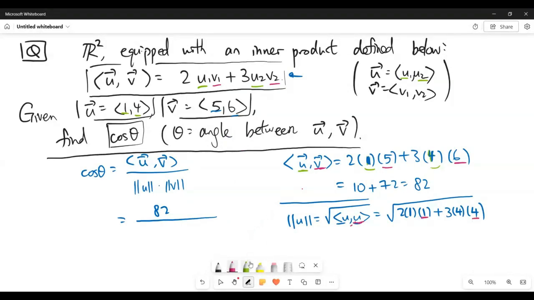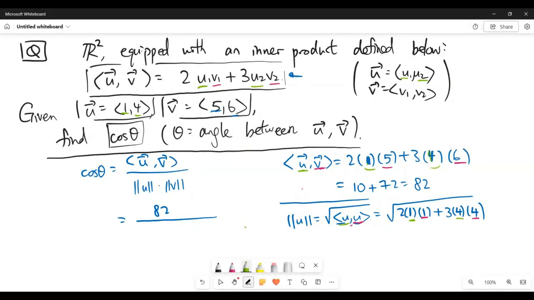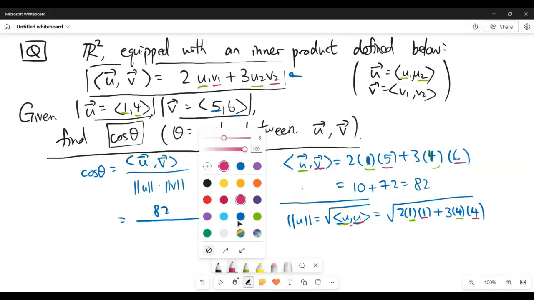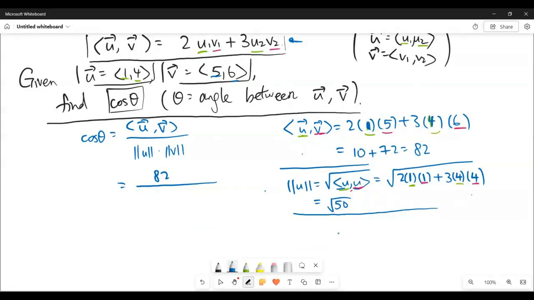So the first vector, I use the green underline as usual. Please take a look and compare the entries we have. Anyway, if we do this calculation, I think it's square root of 50. And we can also compute the norm of V, which is the square root of the inner product of V with itself. So you can do similar things here.